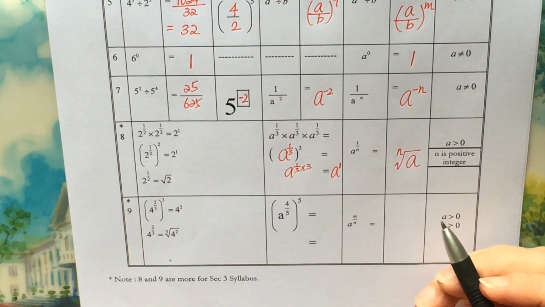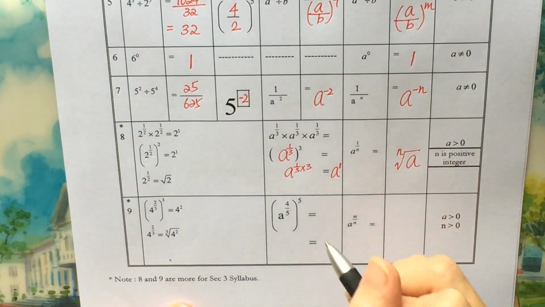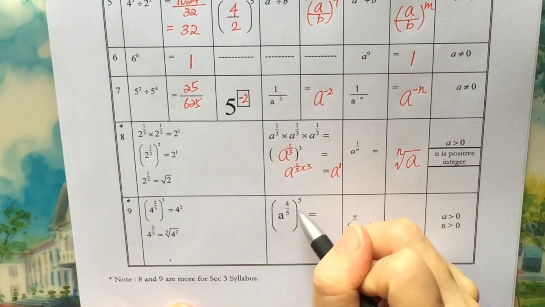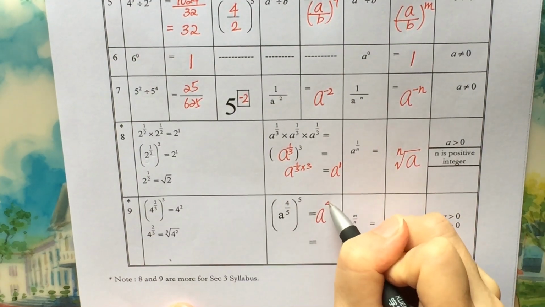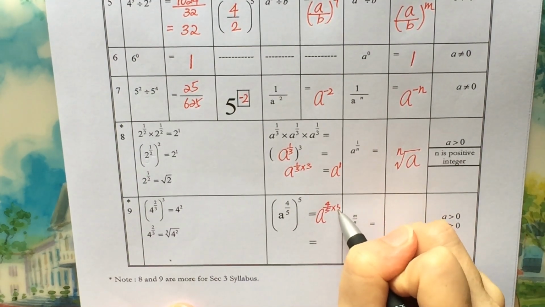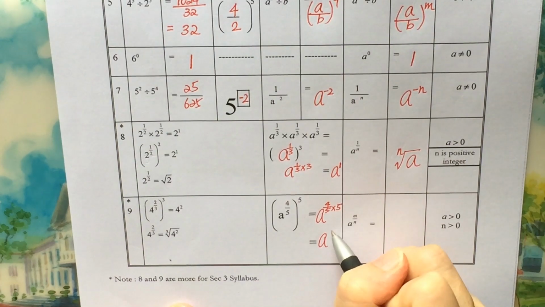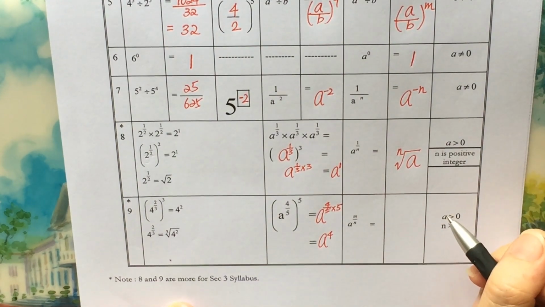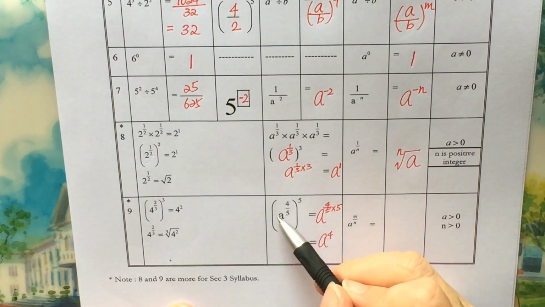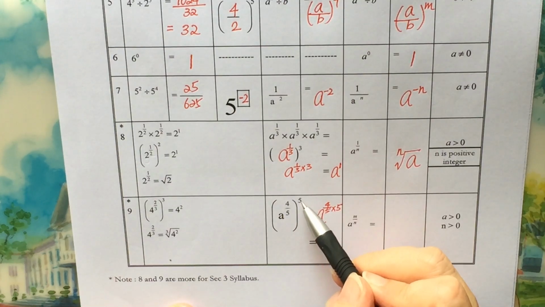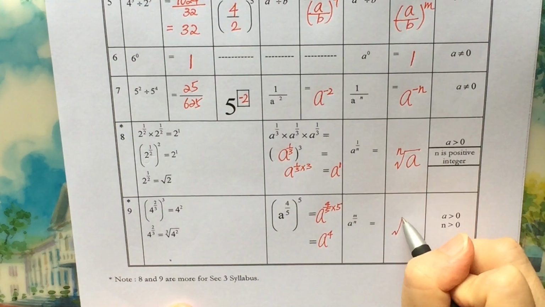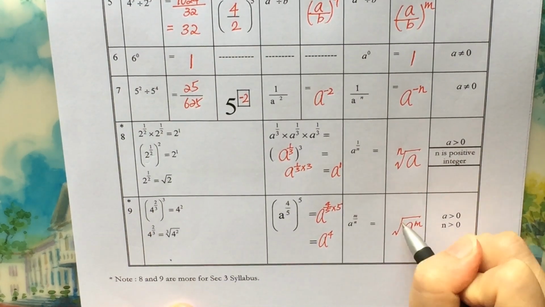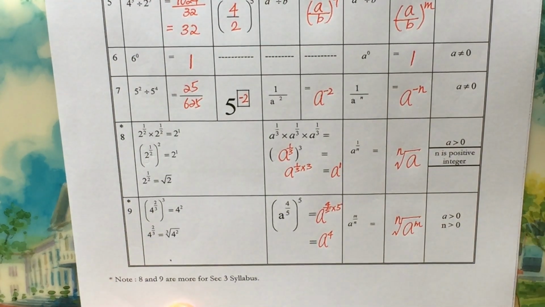Next, when we have something raised to the power of 5, we can multiply the powers together, so we get a power 4. So what do you raise to power 5 in order to get a power 4? The only answer will be a power m over n, the n root.